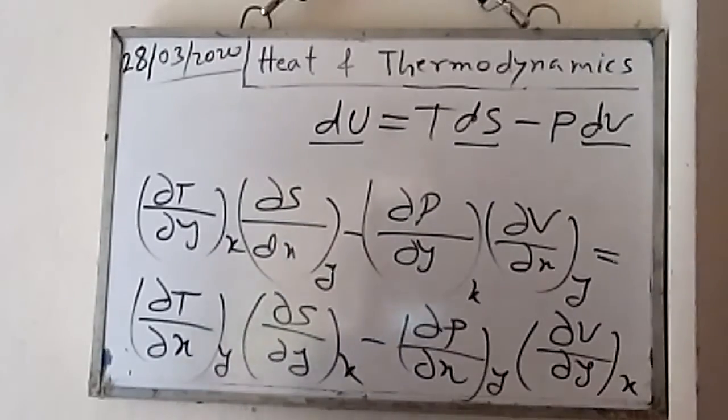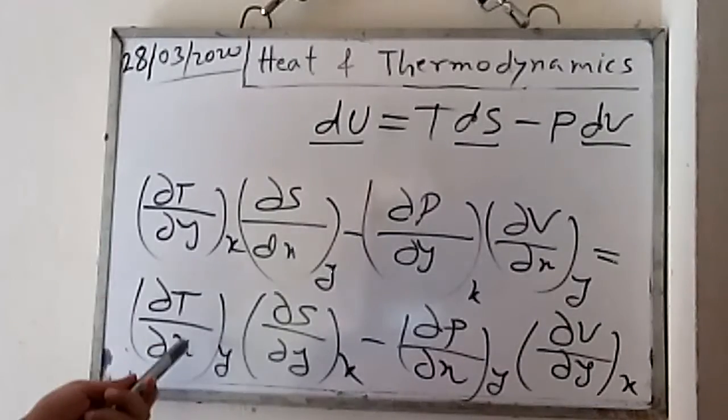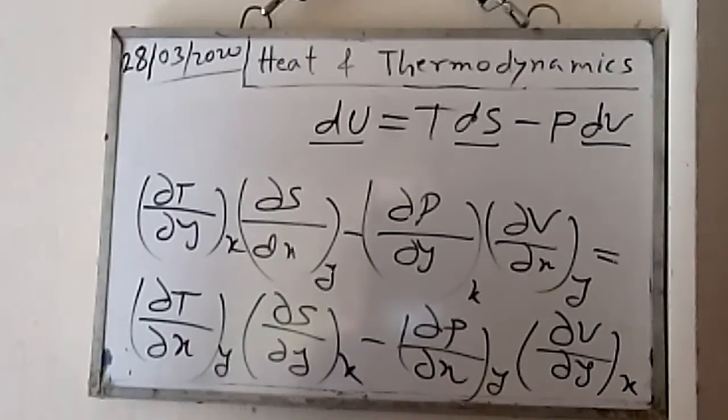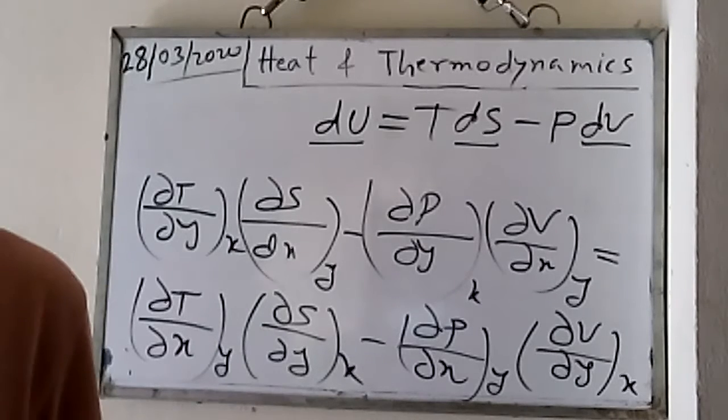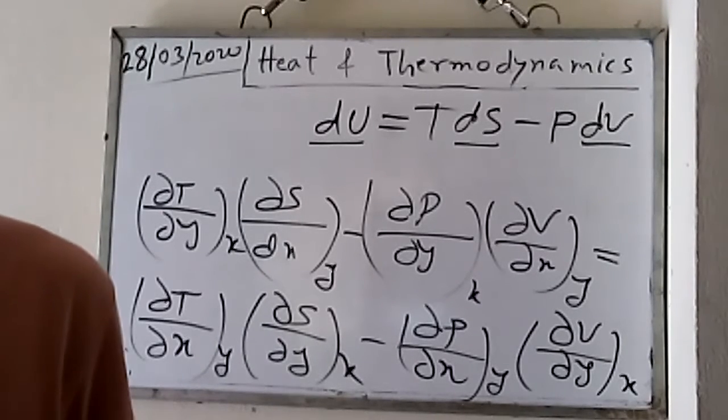From my slide presentation you will get this equation, and this is the parent equation from which Maxwell's relations will be found. Actually, there are 5, 6 Maxwell's relations, and we will get these Maxwell's relations from these parent equations. But here we only need Maxwell's first relation.